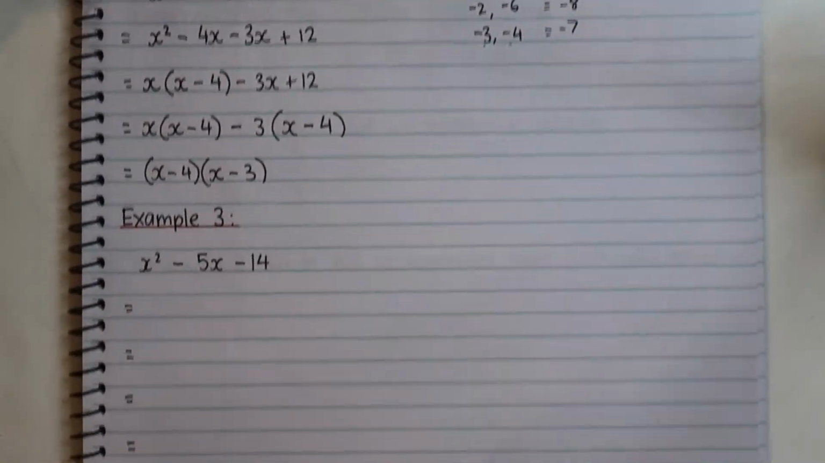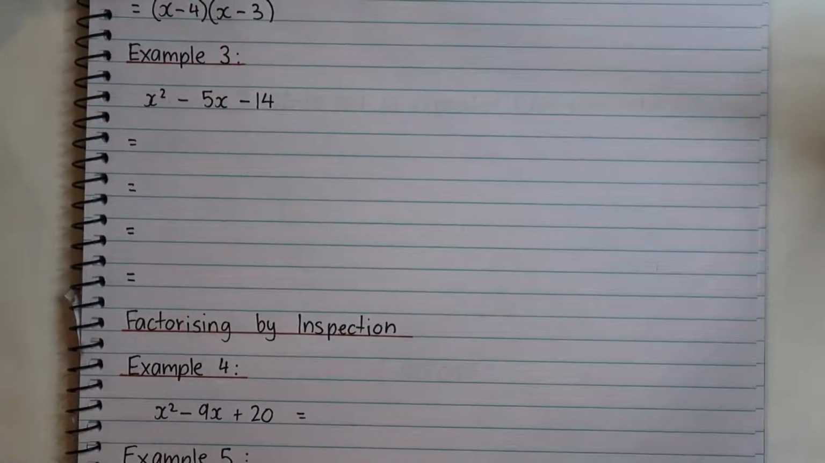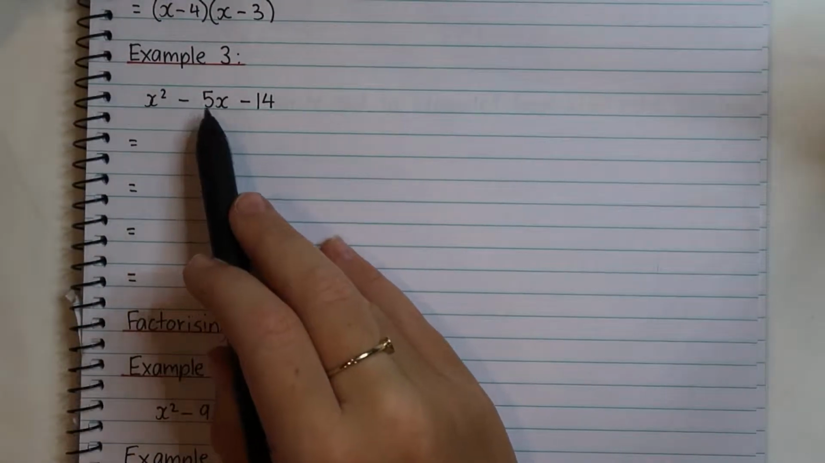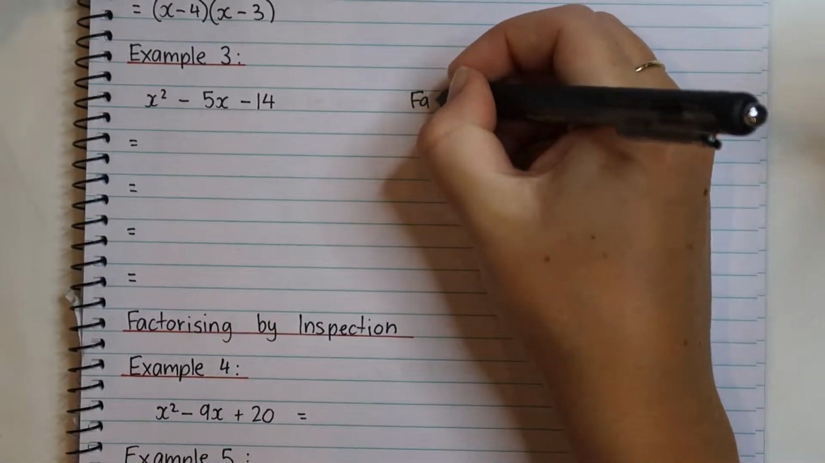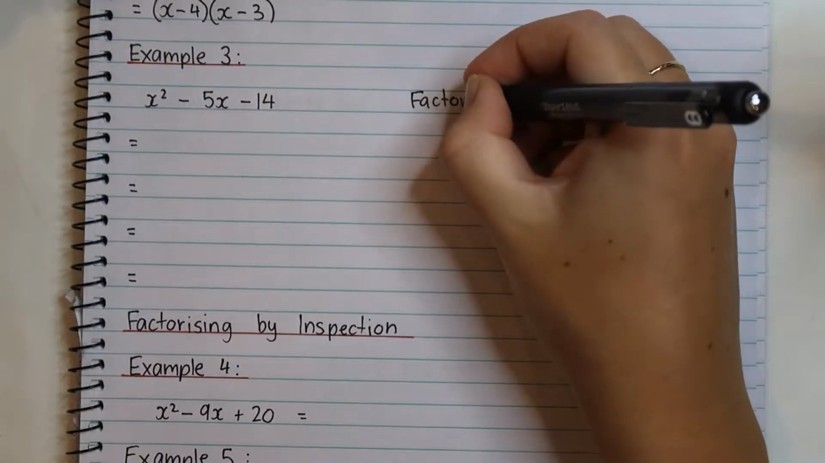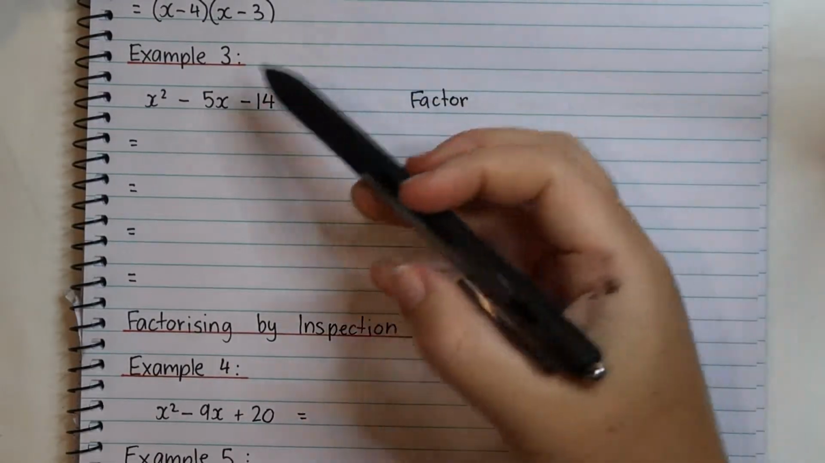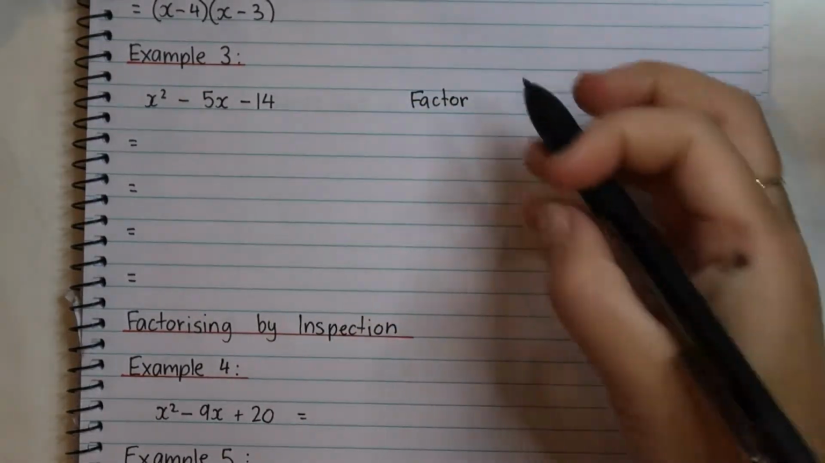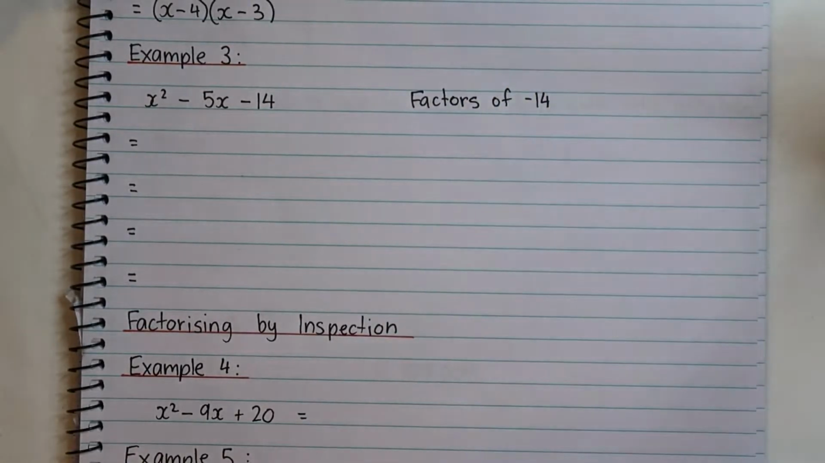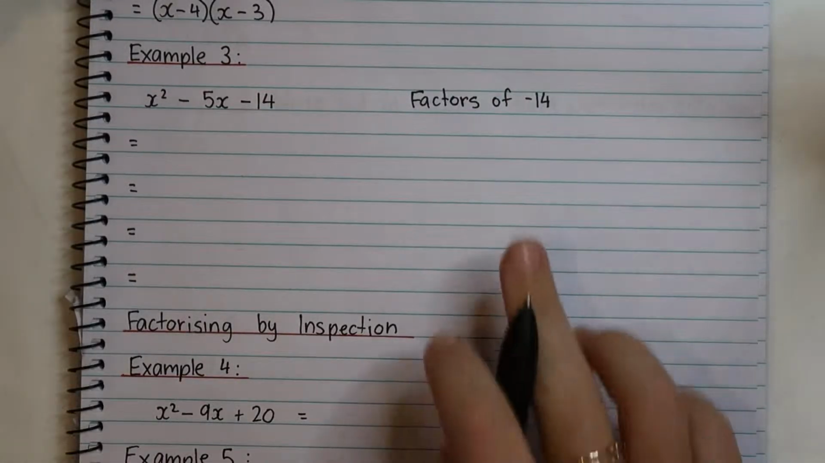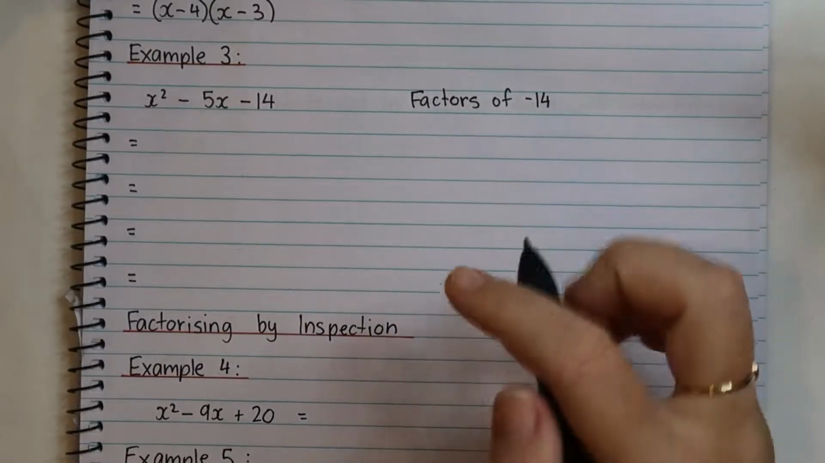So let's do one more example. Example 3, we have x squared minus 5x minus 14. So we need to think of the factors of negative 14 that add together to give us negative 5. So factors of negative 14. In this case, one of them is going to be negative and one of the numbers is going to be positive. So let's list out the possible factors.